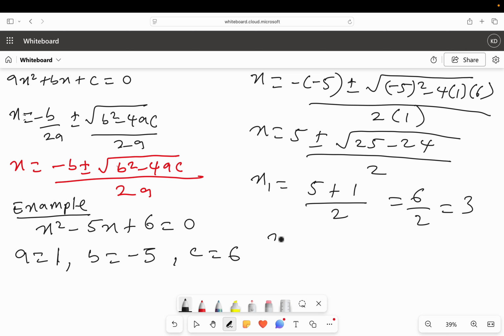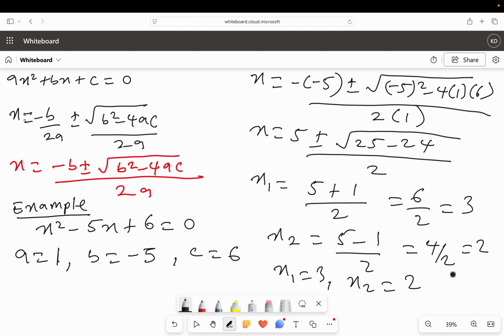And my x2, now we will consider the negative sign. So I will have 5 minus the same thing, 1, then over 2. So it means I have 4 over 2, which is just 2. So my 2 solutions are just x1 is 3 and x2 is equal to 2.